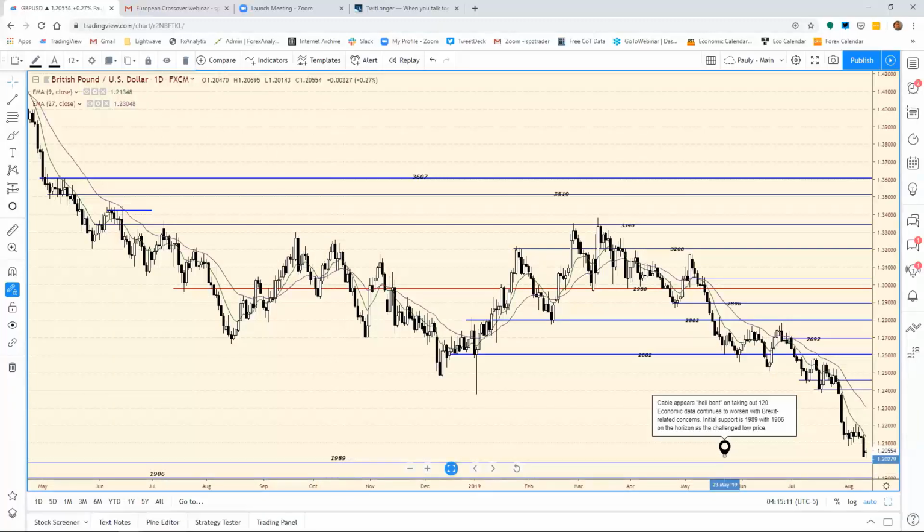Now, we are seeing a little bit of a rally here. As I mentioned, there's some talk, reports that UK lawmakers were drawing up plans to force PM Johnson to seek an extension to the October 31st deadline. And we're so close to 120, I guess you're seeing a little bit of value buying come in.